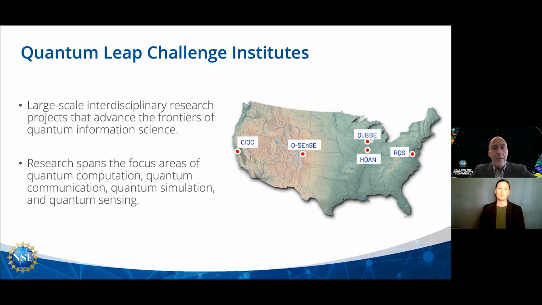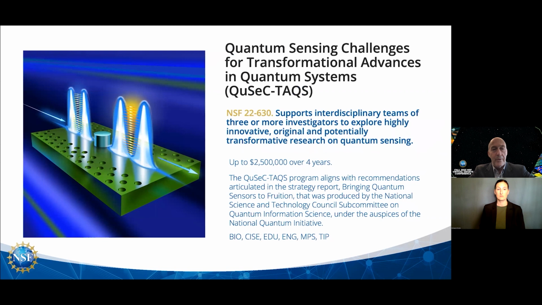Okay. On a closer to human scale is what's called quantum sensing challenges. This is a smaller opportunity, which supports interdisciplinary teams of 3 or more investigators to explore highly innovative and original and potentially transformative research on quantum sensing. The awards are up to $2.5 million spread over 4 years, and there are at least 3 PIs, probably not many more than that, but okay.